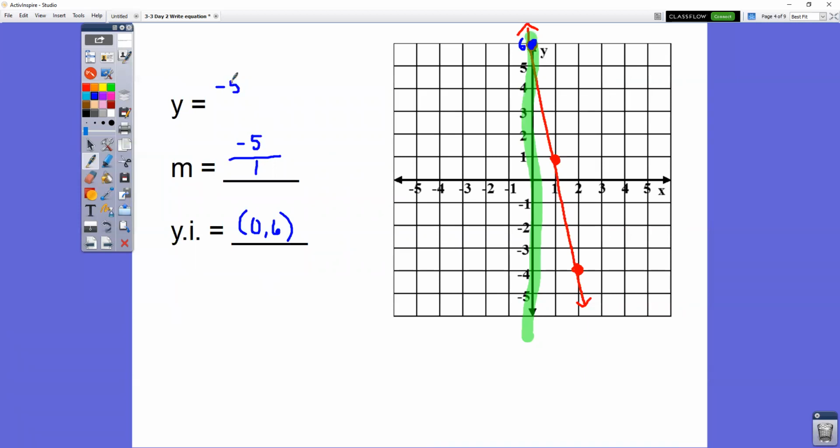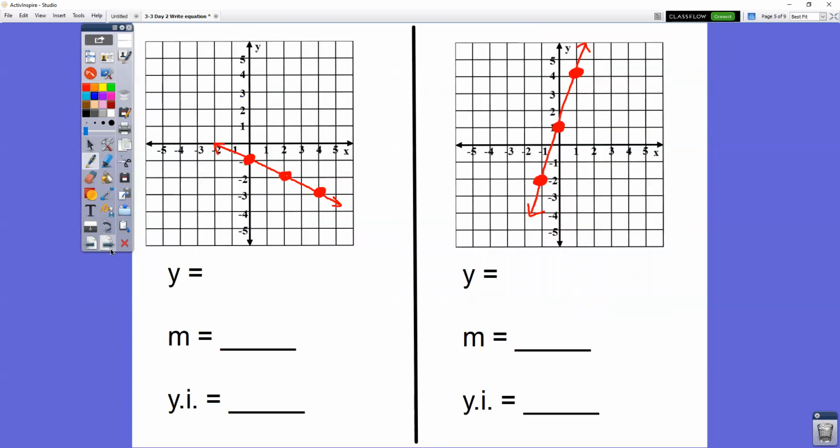So that's the number that goes in front of our x in our equation. And then we have a positive 6. So we're going to write plus 6. Now, again, just like the last problem, that would be a fine answer. Or we could just put y equals negative 5x plus 6. Either of those two answers, perfectly fine.